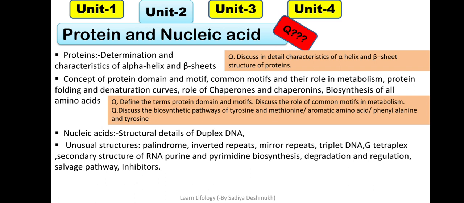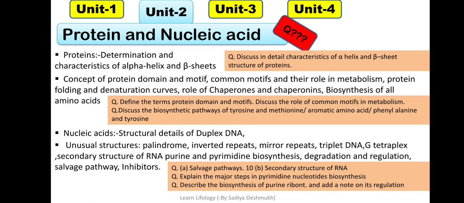Then from the nucleic acid, the structure of DNA is actually never asked in the previous year papers, which is a very simple part, but they have not asked this direct structure of the duplex DNA. Instead, most of the questions are from the unusual structures, like the question from the salvage pathway, then secondary structure of RNA, then major steps in pyrimidine nucleotide biosynthesis, describe the biosynthesis of purine ribonucleotide and note on its regulation. Likewise, the questions can be asked, or these are the questions which were asked in the previous years.